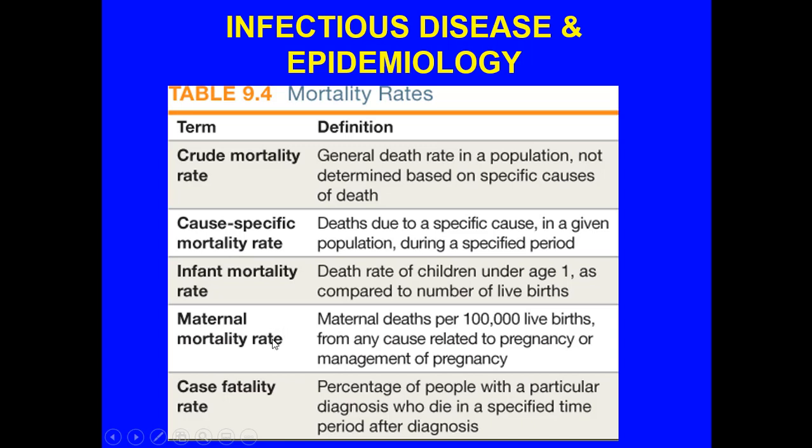Maternal mortality rate, the maternal deaths per 100,000 live births for any cause related to pregnancy or management of the pregnancy. And finally, the case fatality rate. This is the percentage of people with a particular diagnosis who die in a specified time period after the diagnosis. Sounds like we're getting picky, but think about this.